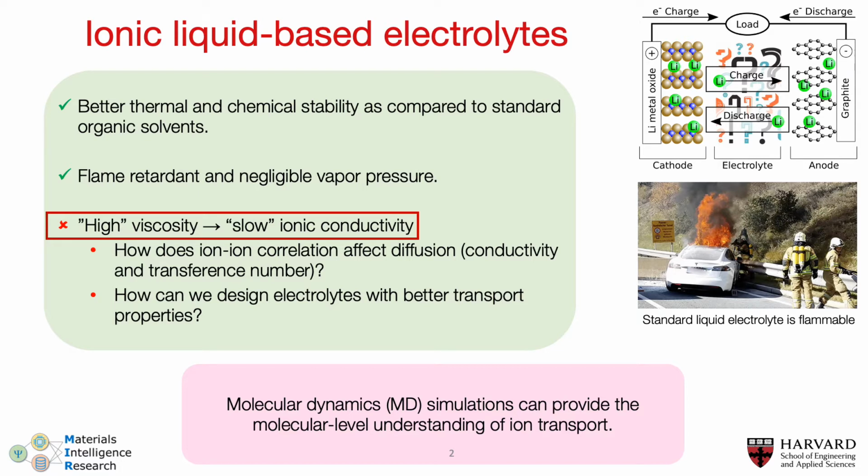On the other hand, there are negative points as well, of course, and they're mostly related to their high viscosity, which in turn translates to a slow ionic conductivity. So we want to understand how the high degree of ionic correlation in these systems affects the diffusion properties, namely conductivity and transference number, and then leverage this understanding to design electrolytes with better transport properties. In order to answer these questions, we use molecular dynamics simulations because they can provide an atomistic level understanding of ionic transport.